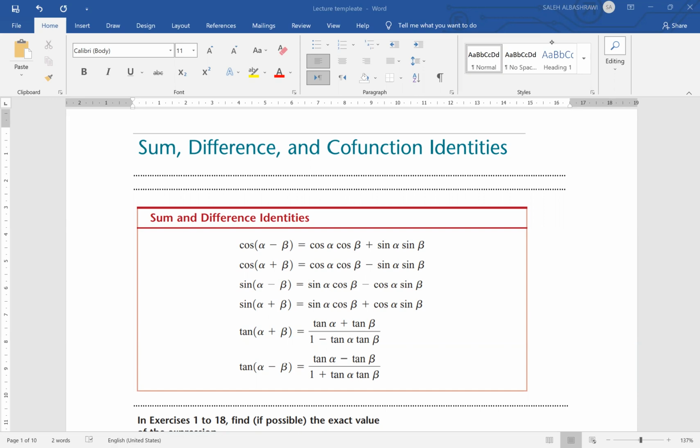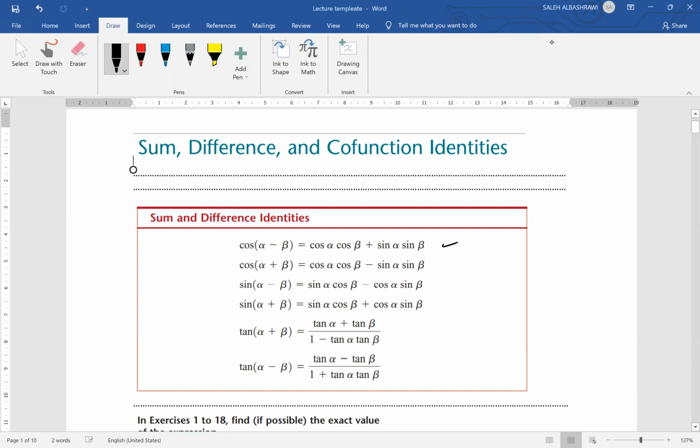In the last part, we spoke about the fundamental identities, reciprocal, and Pythagorean identities, and even and odd identities. In this part, we speak about the sum and difference identities. Starting with the first one, cosine alpha minus beta. For that, we have two angles, alpha and beta, and cosine alpha minus beta is given to be cosine alpha cosine beta plus sine alpha sine beta.